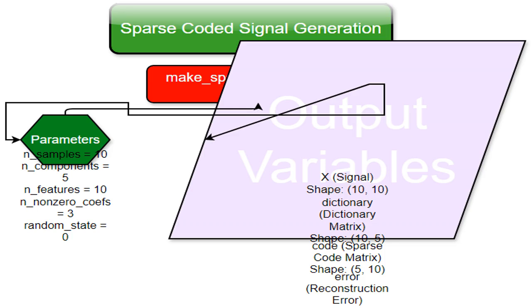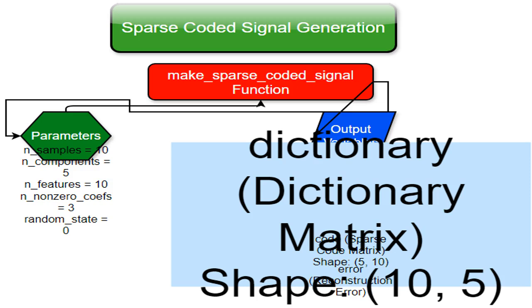This is the actual sparse signal that the function generates. The shape, 10, 10, means that I have 10 signals, each with 10 features. It's the output of the process, the signal itself. This matrix contains the atoms, the basic components used to create the signals. The shape, 10, 5, tells me I have 5 atoms, each described by 10 features. It's like the recipe book that defines how different atoms combine to form the signals.